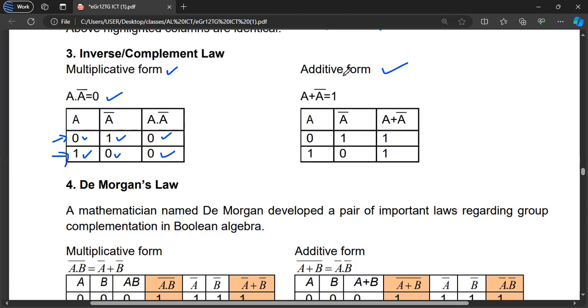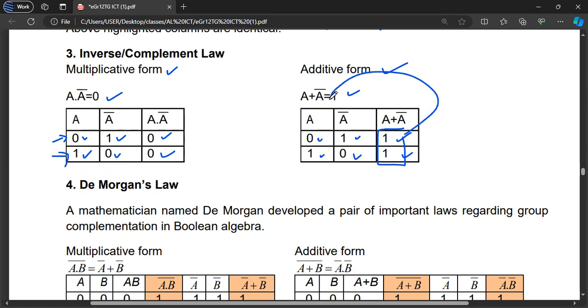When it comes to the additive form, A plus A bar is equal to 1. For A we have 0 and 1. So for A bar it's going to be the opposite, the complement. So if it is 0 here, here it's going to be 1. And if it is 1 here, here it's going to be 0. Simple as that. Then A plus A bar, OR, so 0 plus 1 is going to give you 1. 1 plus 0 is going to give you 1. Now you can see that A plus A bar is equal to 1, right?